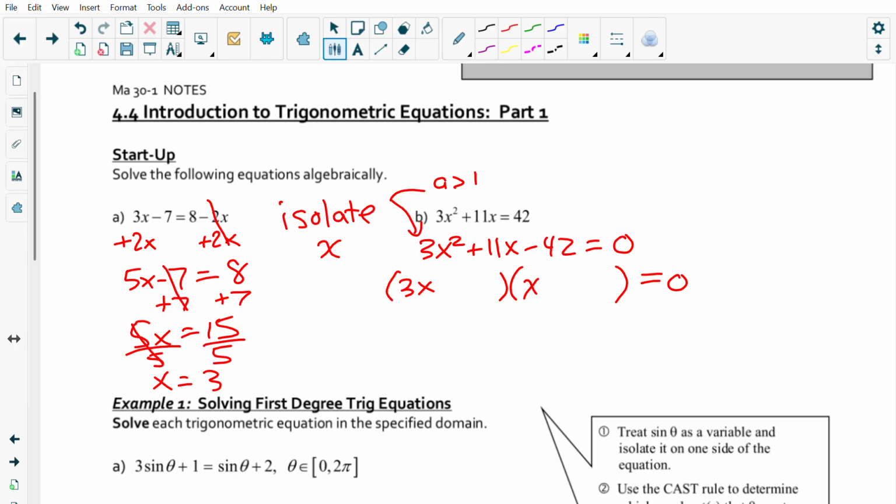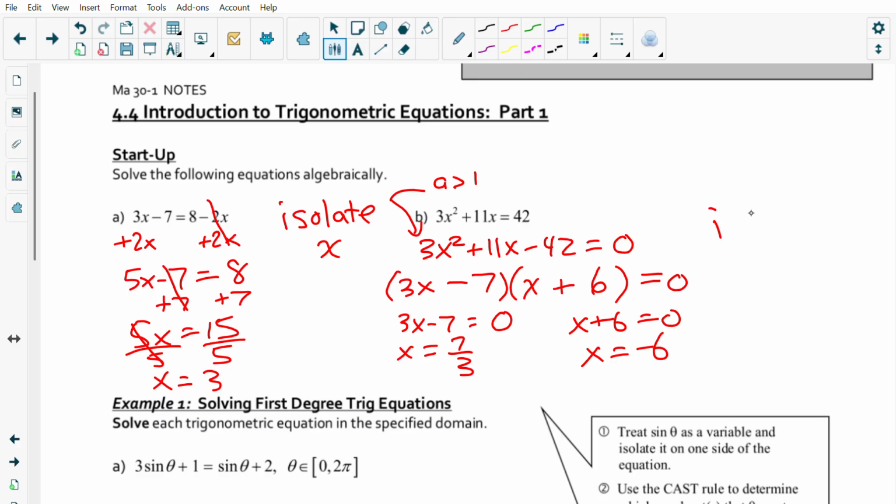So if I go plus 6 and minus 7, that's 18. Plus 18 minus 7 is plus 11, so that works. This is a quadratic, so I'm going to set each factor equal to 0. That's x equals 7/3. And this one, x equals negative 6. This one, we had to isolate x, and we had to use some factoring.